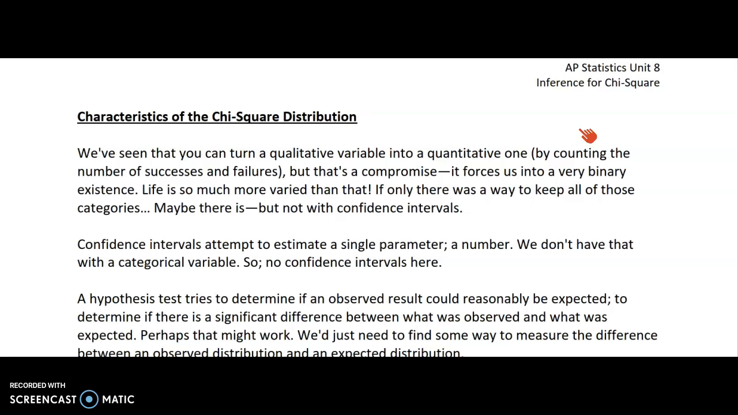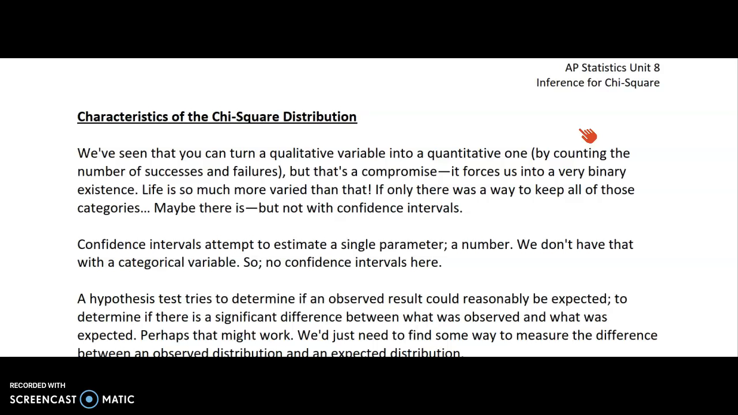That gave us counts, that gave us categorical data. And then we looked at Unit 7, which was inference for means, right? We were looking at the average characteristic here. Well, we can turn any qualitative variable or a categorical variable into a quantitative one by counting the number of successes and failures. It either does happen or it does not happen. And then we could see on average it happens about this percent of the time. But if we do that, that's a compromise because it forces us into a very binary existence. And life is much more varied than that.